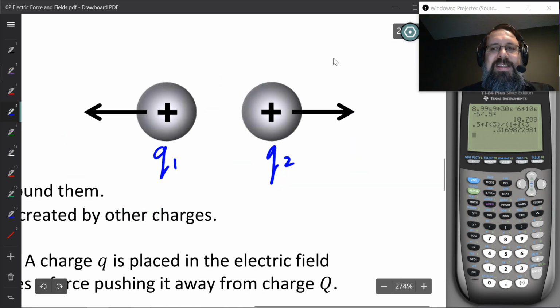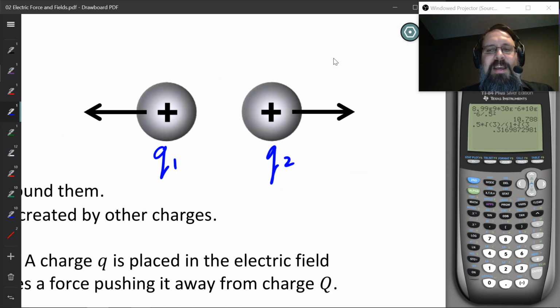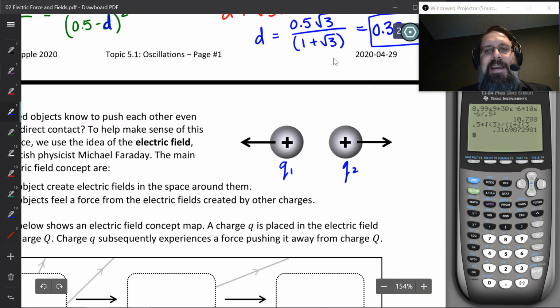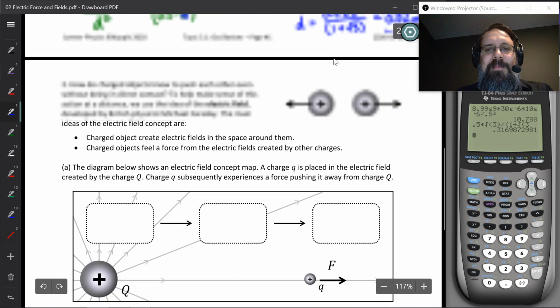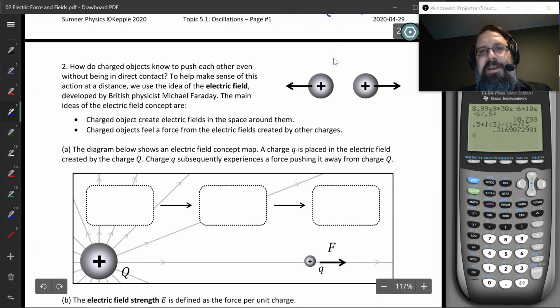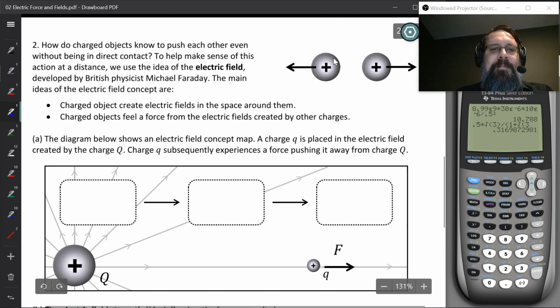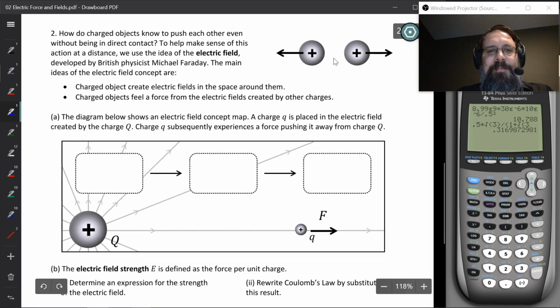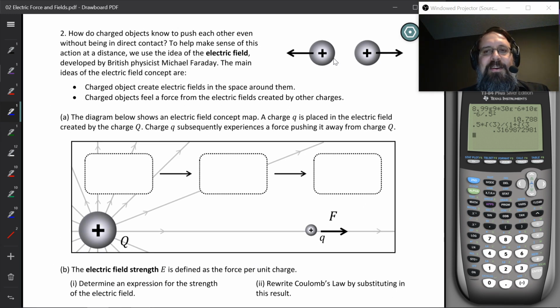This is a really weird philosophical question that confused physicists for a really long time. When Isaac Newton first came up with his theory of gravity, this actually perplexed him. How could the Earth be pulling the moon from such a great distance? So to solve this problem, physicists came up with this idea called the field. In this case, it'd be the electric field.